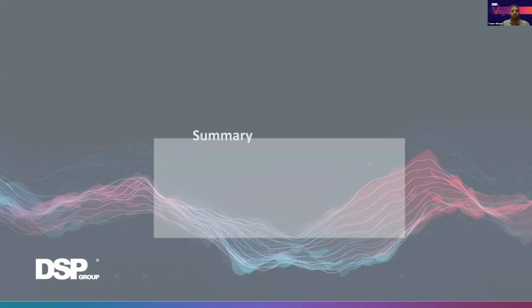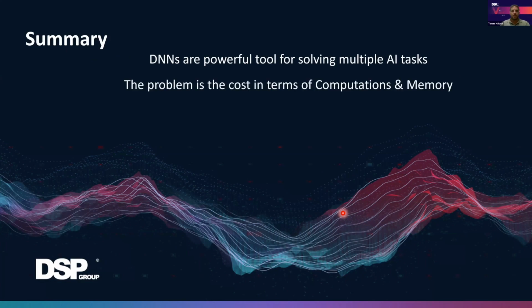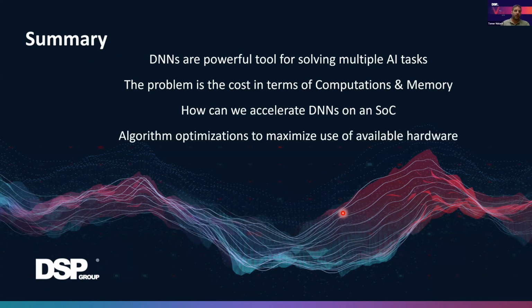Okay, so let's conclude the talk. We talked about how deep neural networks are a powerful tool for solving multiple AI tasks, but the problem with them is the amount of computation and the required memory size. We saw how we can accelerate deep neural networks on an SoC and optimize the algorithms for maximizing the available throughput that we have. We saw the results, and now I will be happy to answer any of your questions.